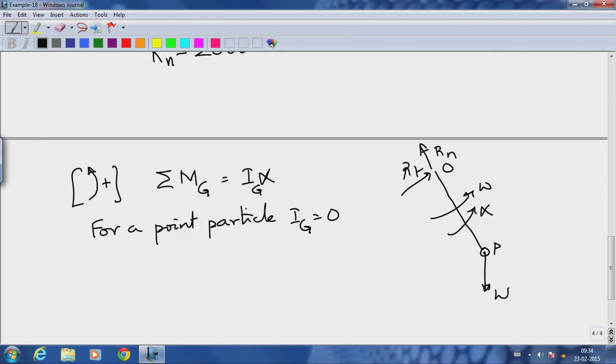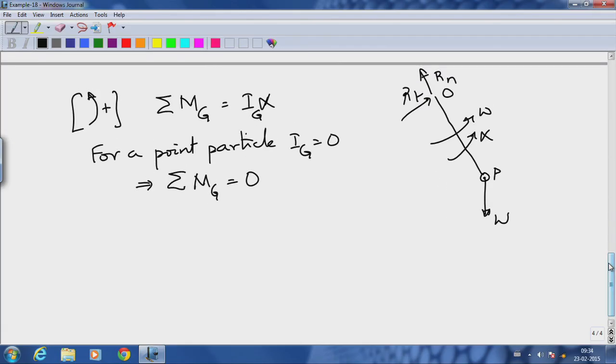So, which automatically means that sigma of mg equal to 0. The only force that causes moment about the point P is R sub t. So, what we find is R sub t times L. If you want to be correct, it has to be a negative sign, because R sub t produces a clockwise moment and we have chosen counterclockwise moments positive. That is because alpha is counterclockwise positive.